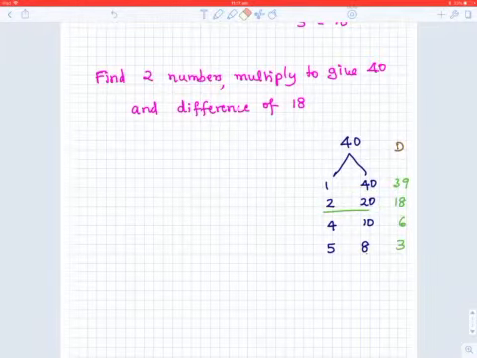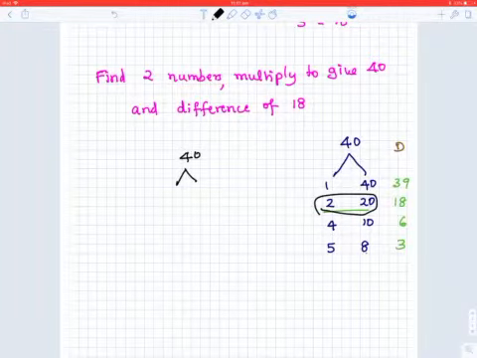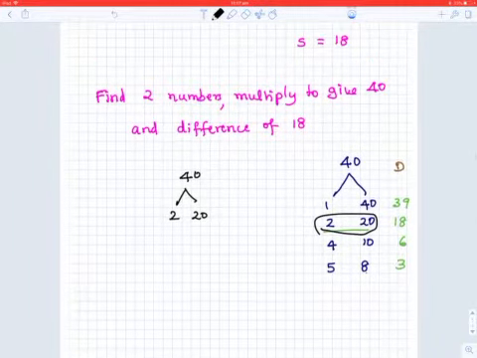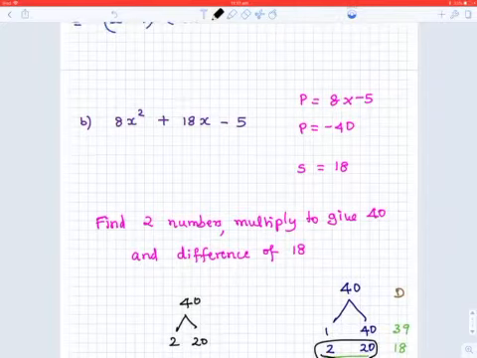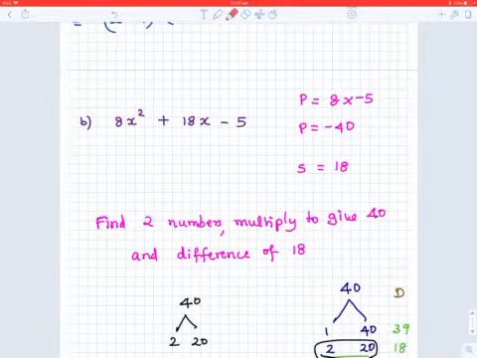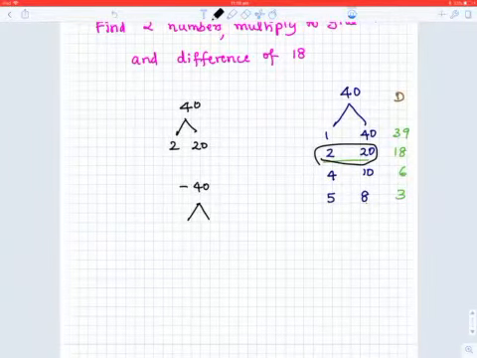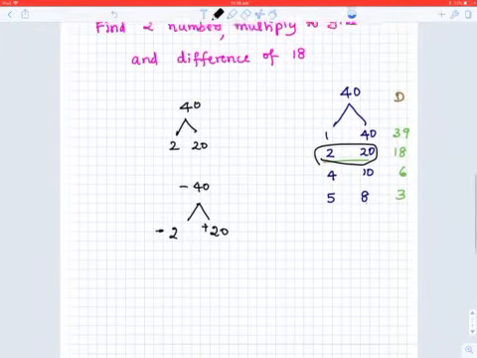So I'm choosing this pair, which gives me 40. So I'm going to write 40 equal to 2 and 20. The next thing we have to do is, if I want minus 40, the bigger number carries the plus sign. So I'm going to write 20 as positive and 2 as negative. Okay, I'm just choosing that.